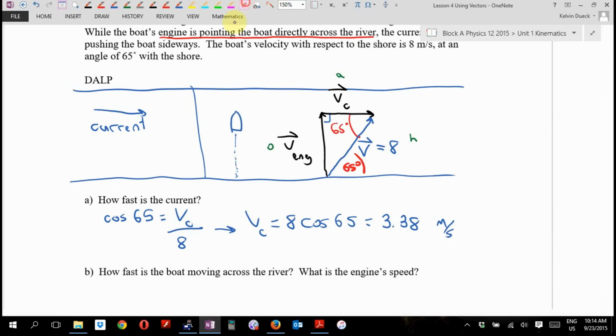The engine velocity. Which, by the way, you know what? These are both going to be the same answer. I did this on purpose. How fast is the boat moving across the river? What's the engine speed? They're going to be the same, because the movement across the river comes from the engine. The movement down the river comes from the current. The combined velocities, that's your resultant.